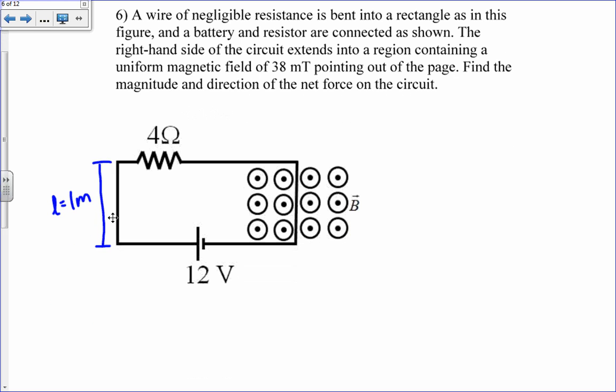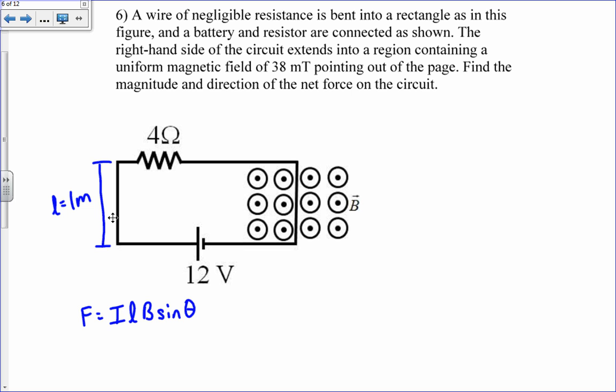All right, I know that the force is equal to IL cross B, or ILB sine theta. I just want to know the magnitude of the force, and then I'll get the direction just by using the right-hand rule and looking at the direction of the current and the direction of the magnetic field.